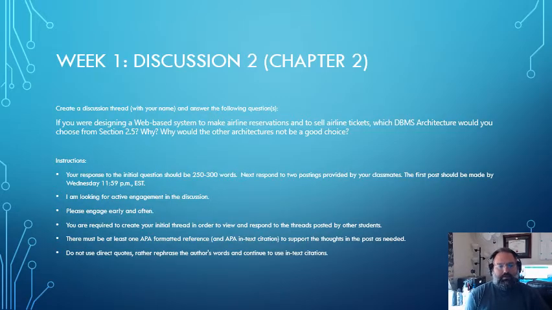Your second discussion is related to chapter 2. In chapter 2, you're asked if you were designing a web-based system to make airline reservations and to sell airline tickets, which database management system architecture would you choose from section 2.5 and why? Why would the other architectures not be a good choice? Again, you're asked to respond to that in 250 to 300 words. Make sure that you do so by Wednesday and ensure that if you're citing, which you likely will be, that you do so in APA format.